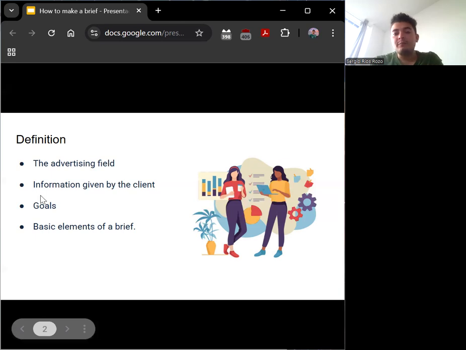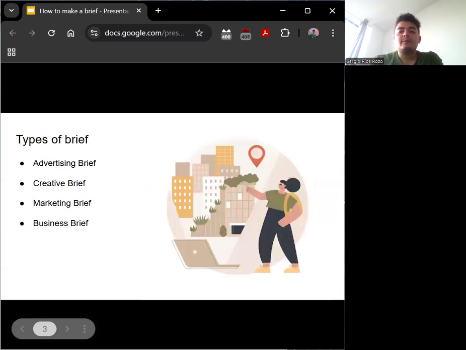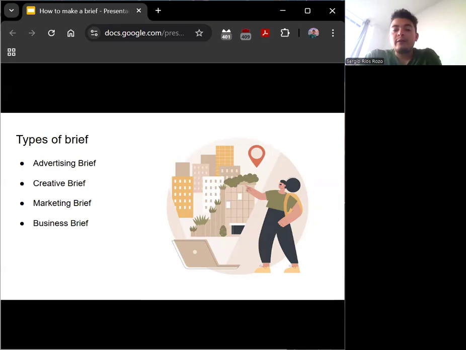We can see that a brief does not always have the same structure. So there are different types of briefs. For example, there's a brief that we use in the advertising field. Also, we can use a creative brief. In marketing, we have another different type of brief. And finally, we have the business brief, that is a brief that we use when we are trying to make an enterprise.